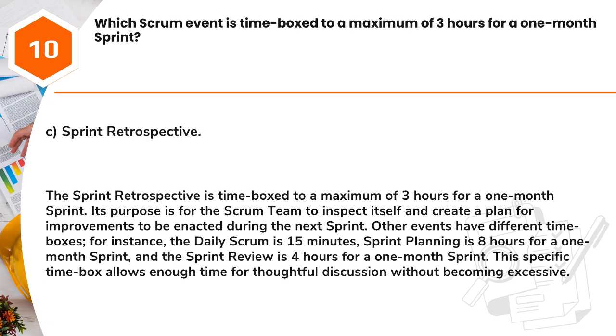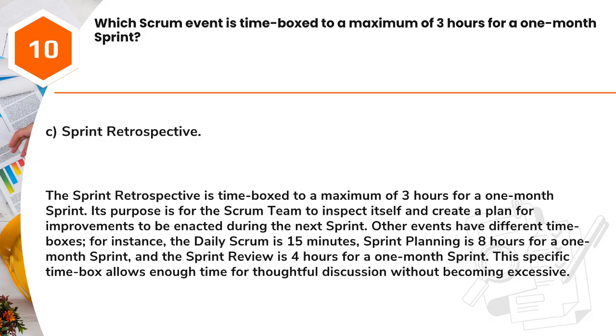Answer: C. Sprint Retrospective. The Sprint Retrospective is timeboxed to a maximum of 3 hours for a 1-month sprint. Its purpose is for the Scrum team to inspect itself and create a plan for improvements to be enacted during the next sprint. Other events have different timeboxes.